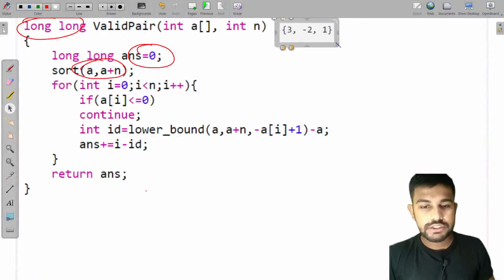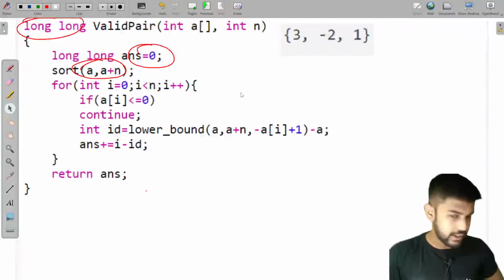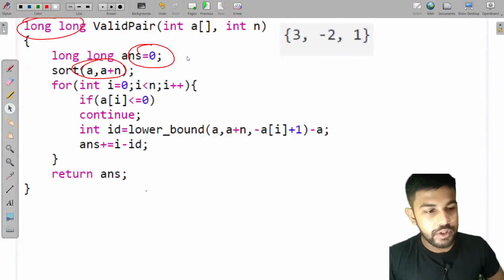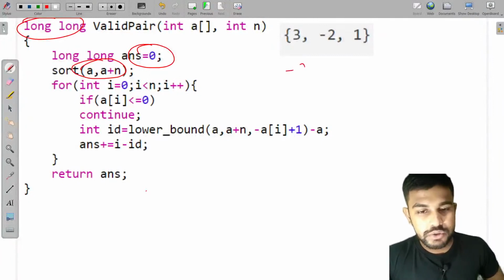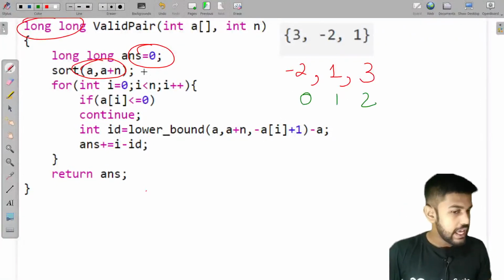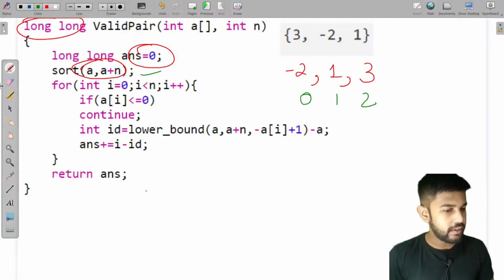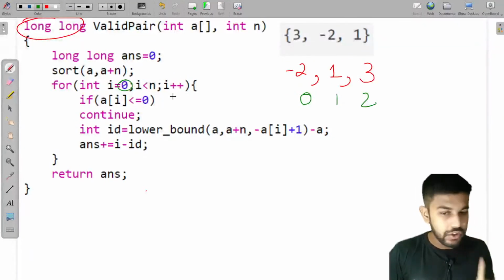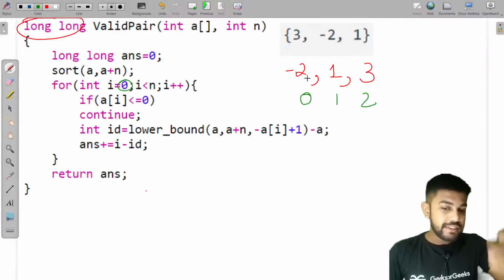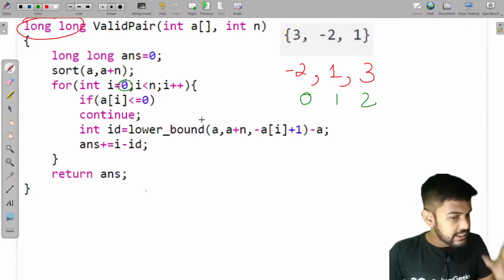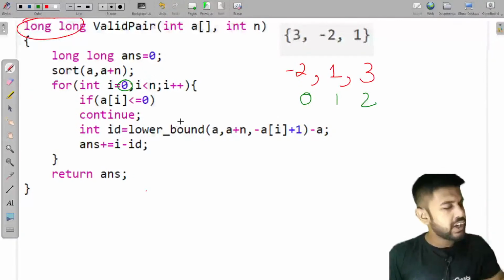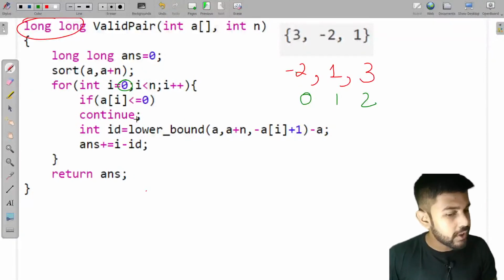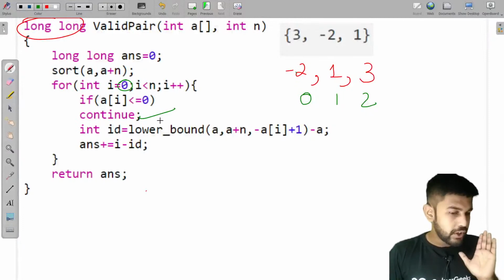So first what we are doing is we are sorting this. So the values would be -2, 1 and 3, and the indexes would be 0, 1 and 2. After this sorting, this would be the order, on the sample test case. Next we would start from the first index, that is 0. So if this a[i] is less than or equal to 0, we would simply ignore that. We won't come down. Why? Because there is a continue statement. So we would ignore this.